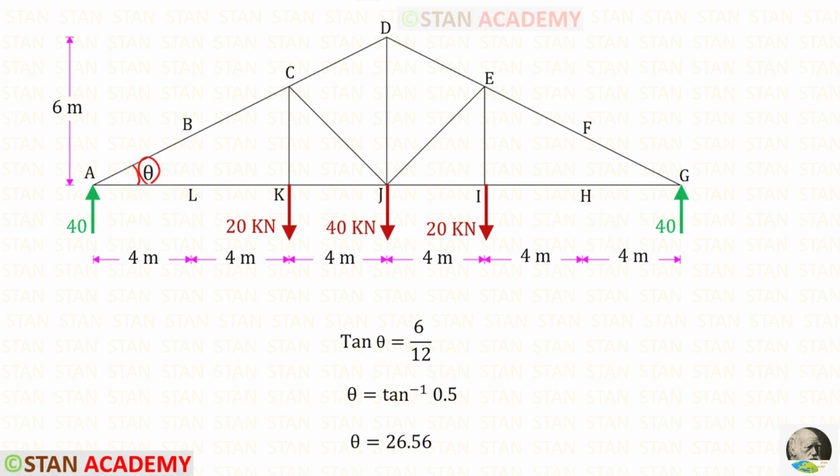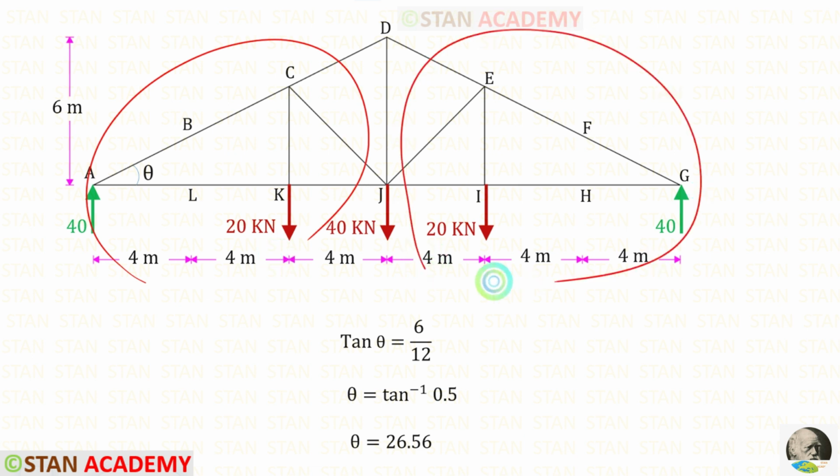Now we can use the tan formula. Let us take this triangle. In this triangle, opposite side is 6 and the adjacent side is 12. In this way, for theta, we will get 26.56. Since this truss and loading are symmetrical, the member forces on the left side and on the right side will be same. So we can find the member forces in any one of the sides. I am going to find them in the left side.